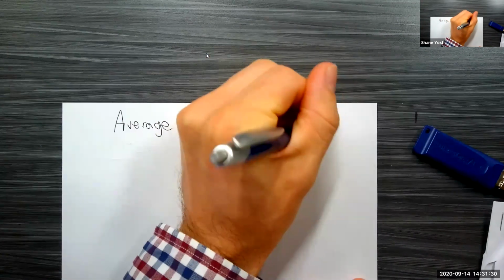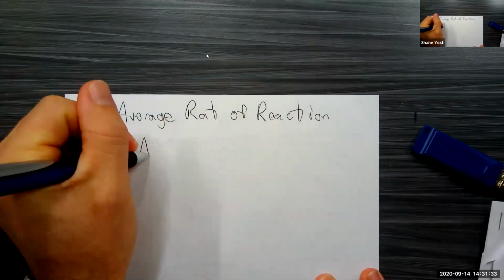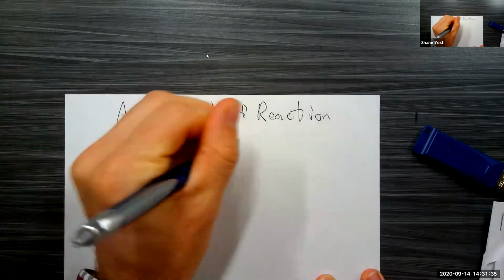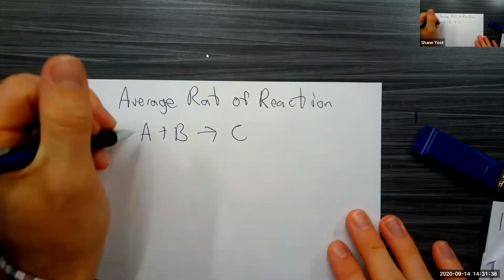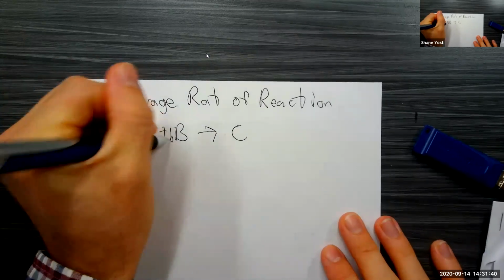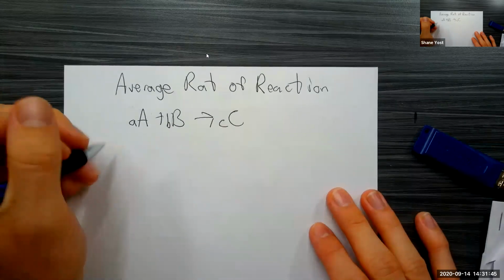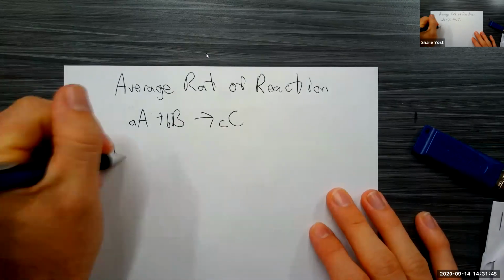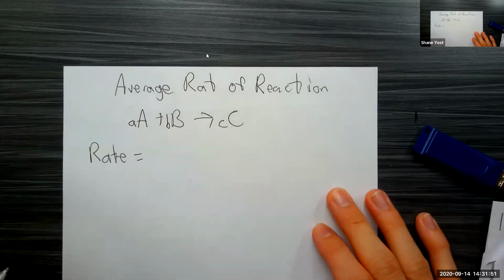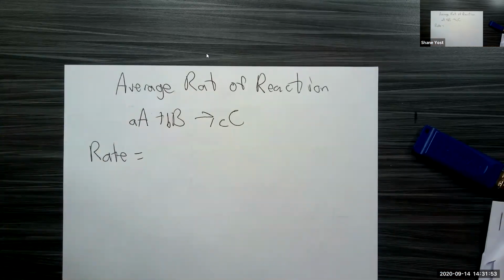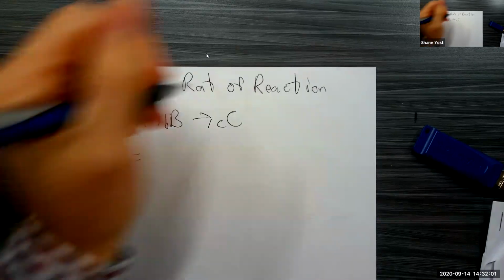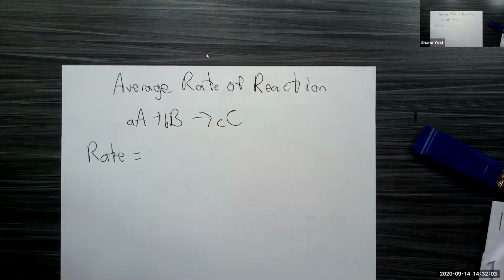I'm going to pick just some general reaction, A plus B going to C or something like that, with whatever stoichiometric coefficients for A, B, C. For this, the rate of my reaction, I'm just going to call it rate here. So often, if you're talking about the rate of reaction, you're talking about the average rate of the reaction. It's the same thing, just to simplify things. We just say the rate of a reaction, not necessarily saying the average rate.